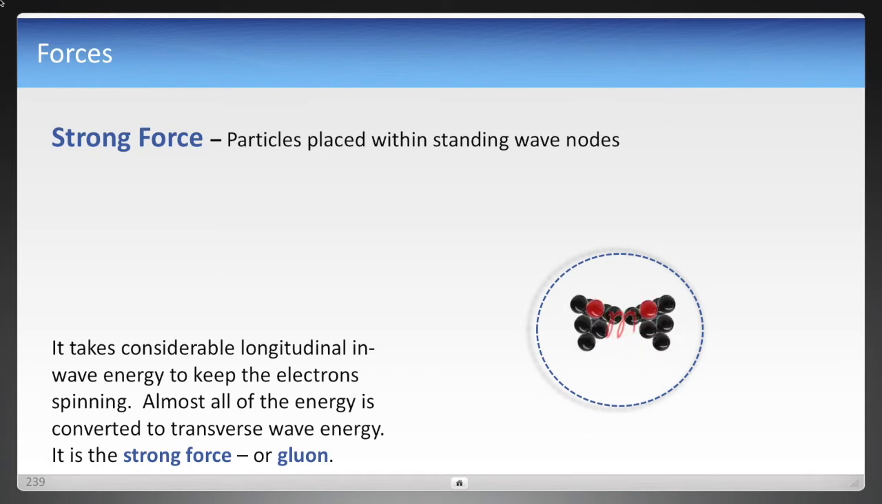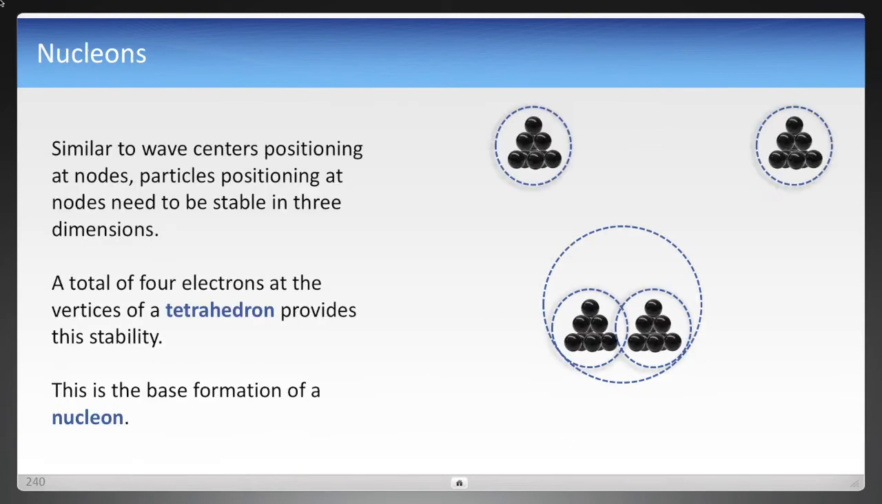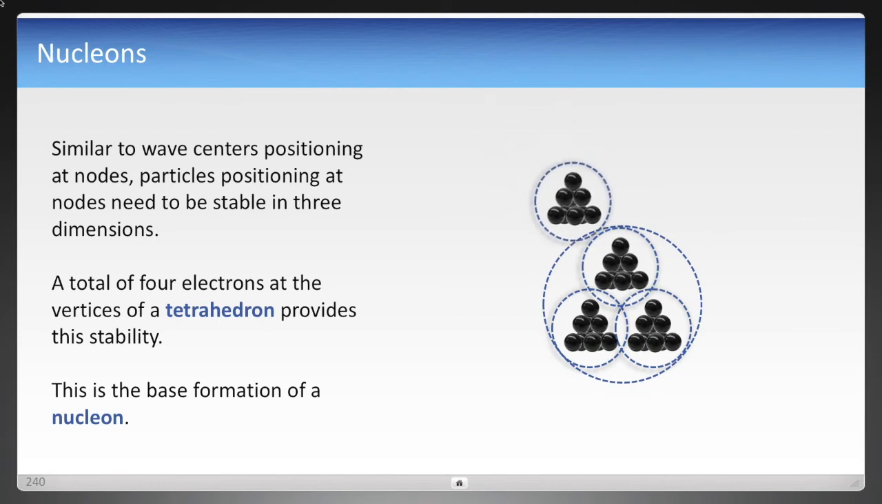But this would only be stable in just one dimension, one direction, because just like what we saw with the electron, it requires wave centers in basically a stable three-dimensional arrangement. And so what it requires are two more electrons at the same time that are all pushed together to be able to have that stability. And now you've got the structure of what becomes a nucleon.